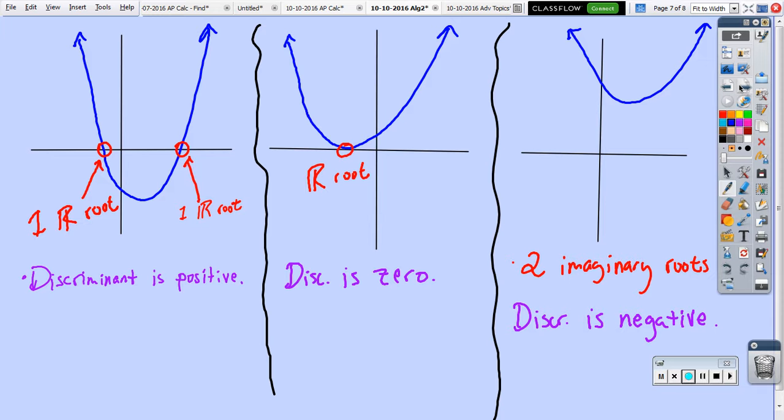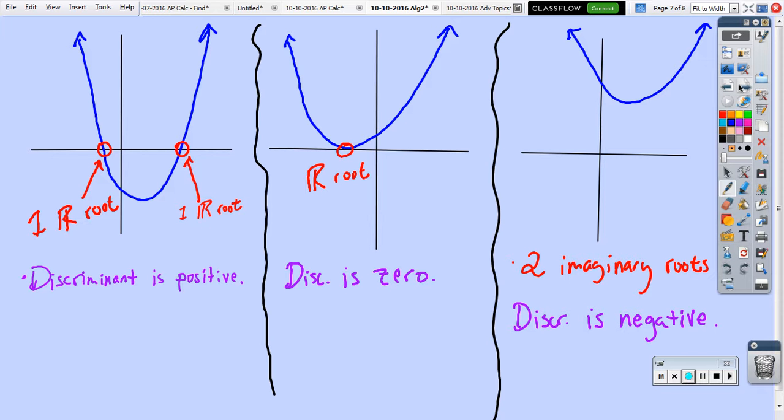Only one real root. And then the last example here, if the parabola does not intercept the x-axis, 2 imaginary roots, which you can't see on this plane. Okay? This is where we have this imaginary plane. They exist in another plane that you can't see on this screen here. This is just a real plane.